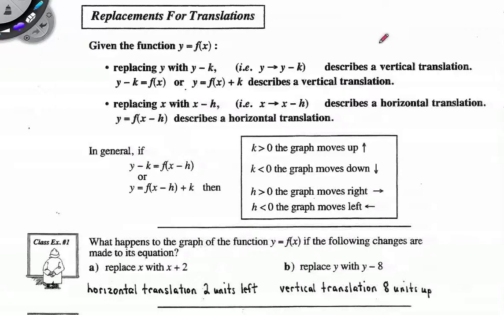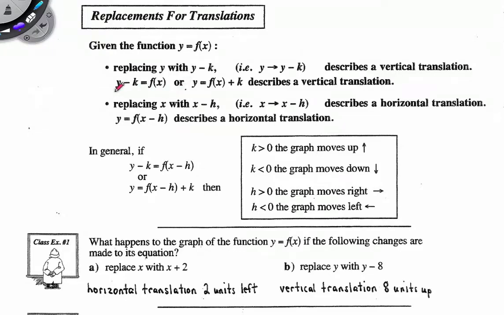Okay, so moving on to the next page here, we have the title Replacements for Translations. This is a little bit of a review and some rules we have here on page 78. Given the function y equals f of x, replacing y with y minus k basically describes a vertical translation up and down.